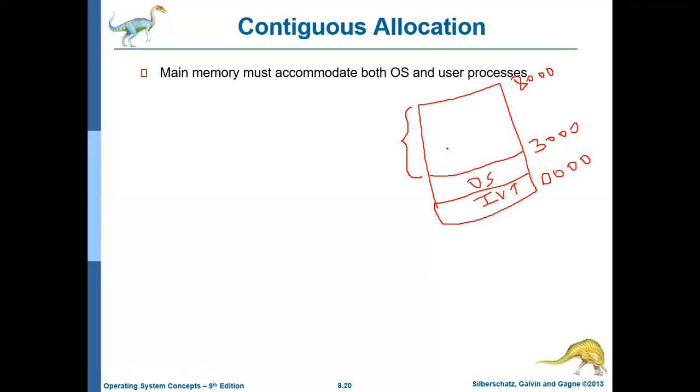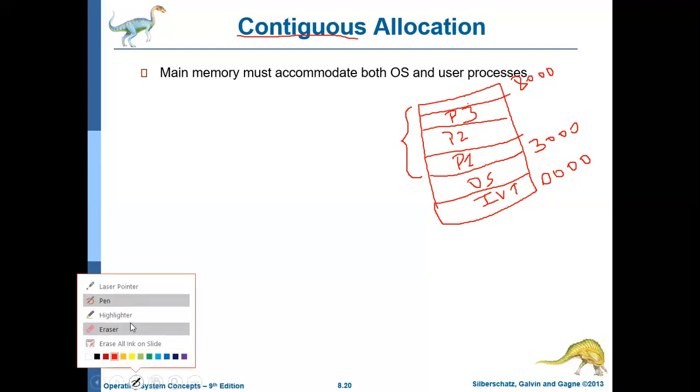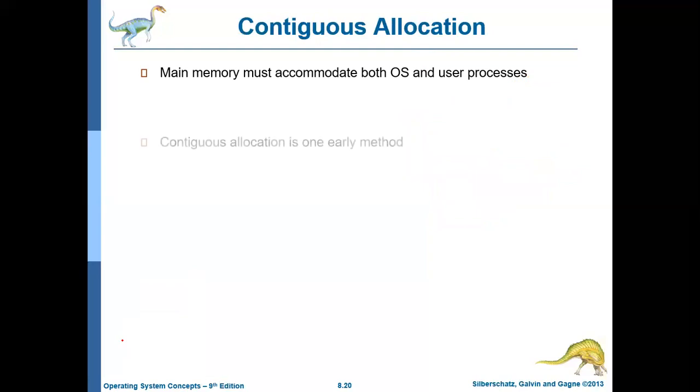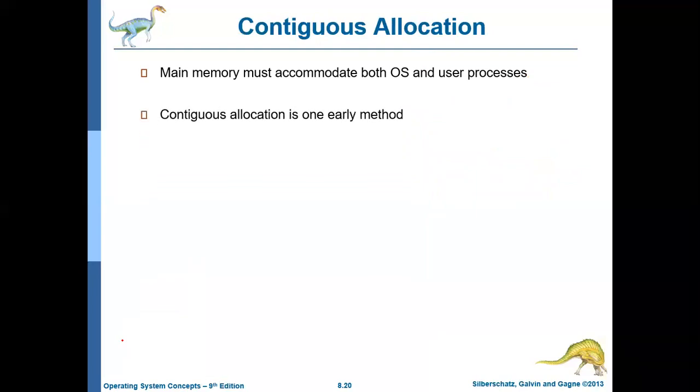It will be used by the user processes in a contiguous, that is, a continuous way. So if the first user process occupies this location, then the next user process will occupy this location, and the next user process will occupy this location. Generally, memory will be allocated to processes in a contiguous way, and it goes on so on and so forth. So this is the overall concept of contiguous memory allocation. That's what we are going to discuss.